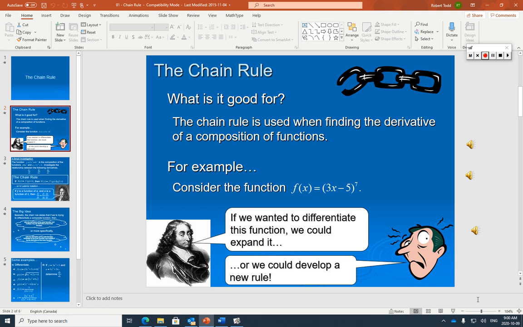For example, consider the function f(x) = (3x - 5) to the power of 7. Oh my, we can do this actually. We go (3x - 5), (3x - 5), (3x - 5), 7 times, FOIL, FOIL, all day FOIL. When we were done foiling, the derivative would be easy.